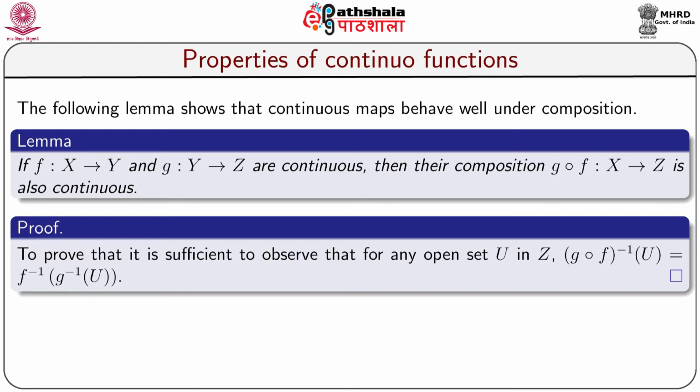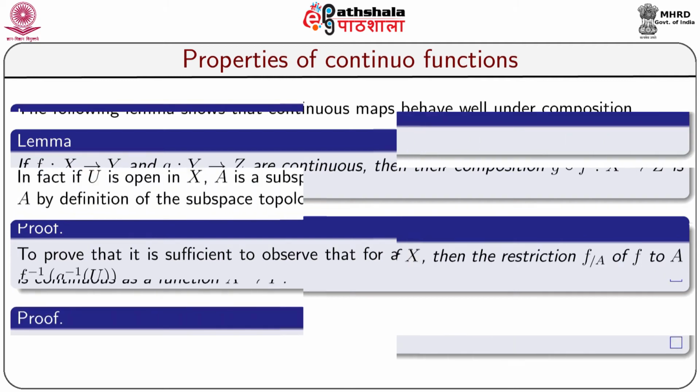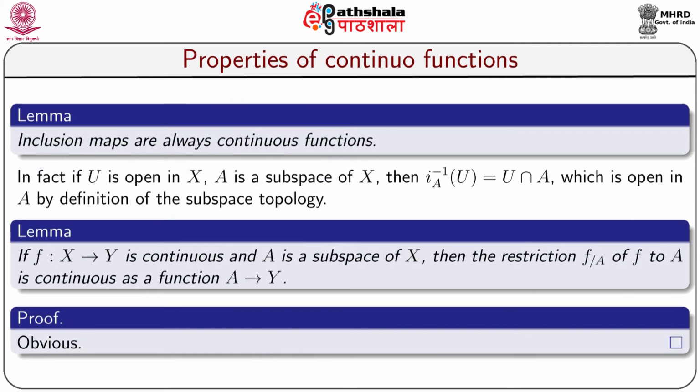Now, G inverse U is an open set in Y, so f inverse of G inverse U is also open in X as f is continuous. So, this proves the theorem. We are continuing properties of continuous functions.